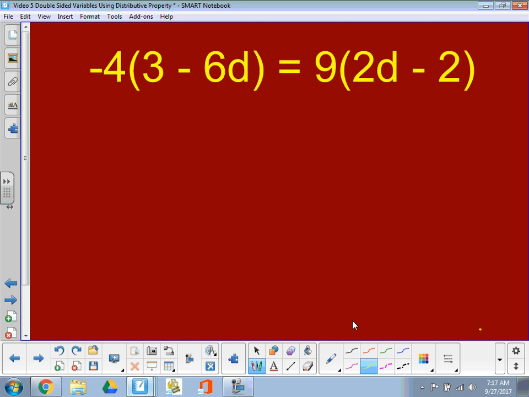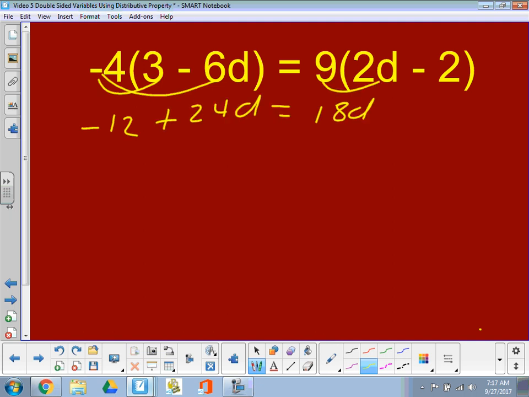Now this time I have a negative 4 times each term inside the set of parentheses. Negative 4 times 3 is negative 12. Negative 4 times a negative 6 is, a negative times a negative is a positive, 24d. That is equal to 18d minus 18.